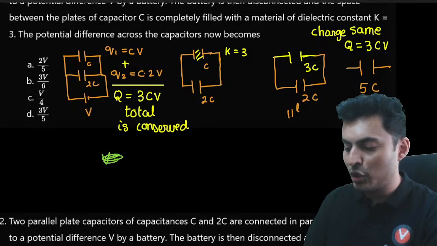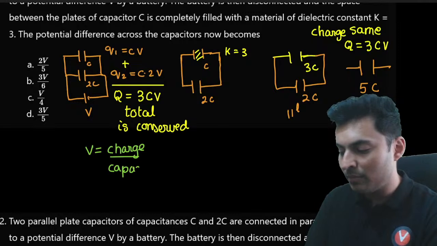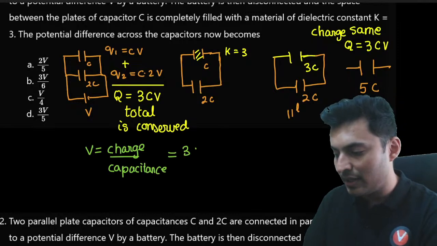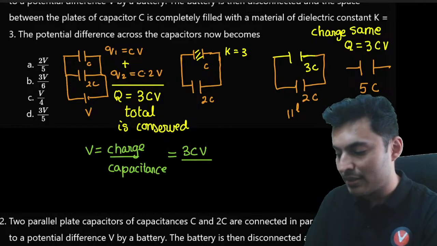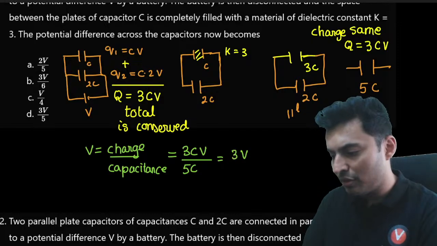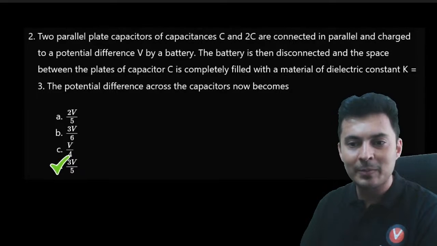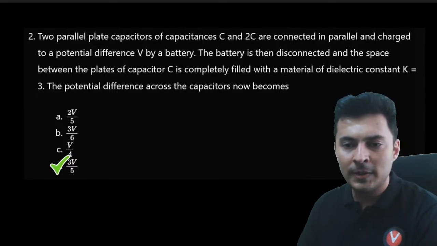The voltage across it is given by Q by C, because that is the formula. Voltage is nothing but the charge by the capacitance. What is the charge? It is 3CV. What is the capacitance? It is 5C. So C and C will cancel. What will you get? 3V by 5. Is that there? Option D. Got it? Understood?